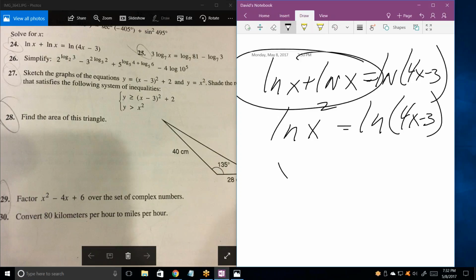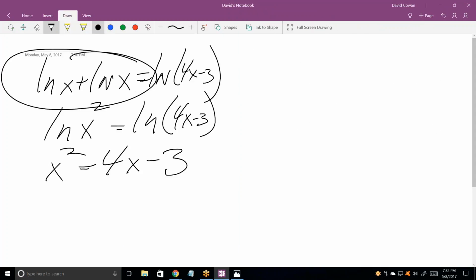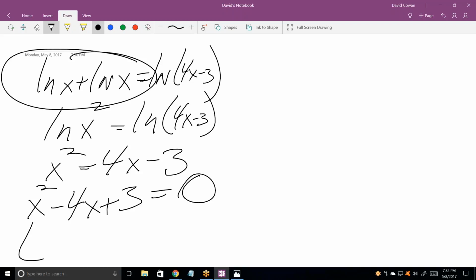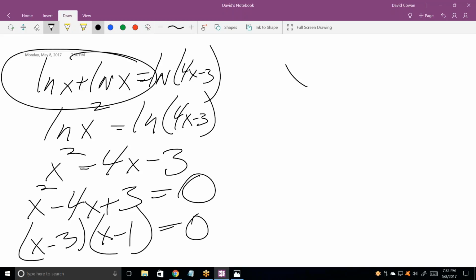So now I can say x squared equals 4x minus 3. Solve that. Wait, so then it'll be x squared minus 4x plus 3 equals 0. Factor. x minus 3 times x minus 1 equals 0. So then x would equal 3 and 1.